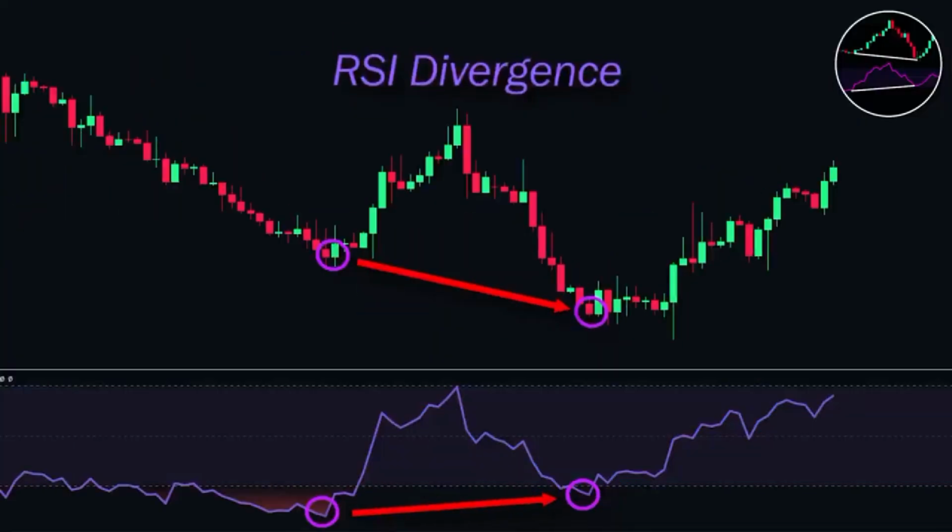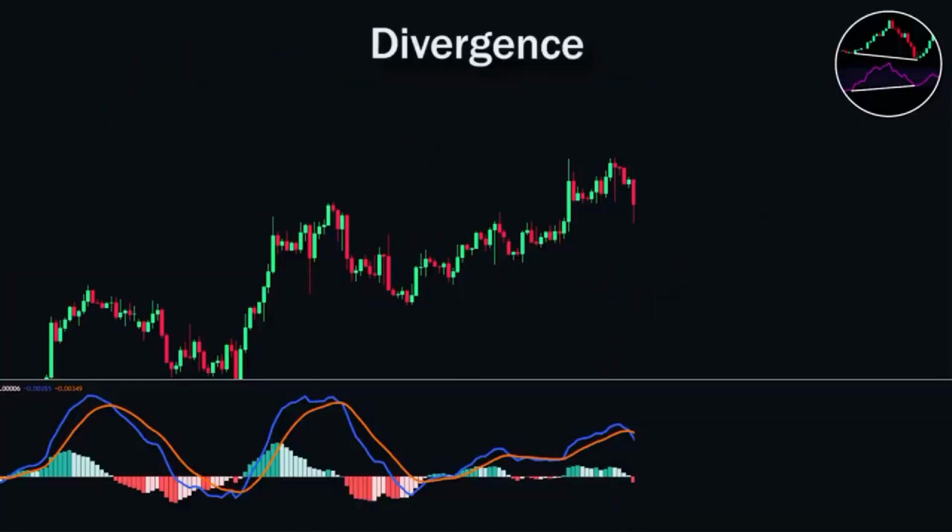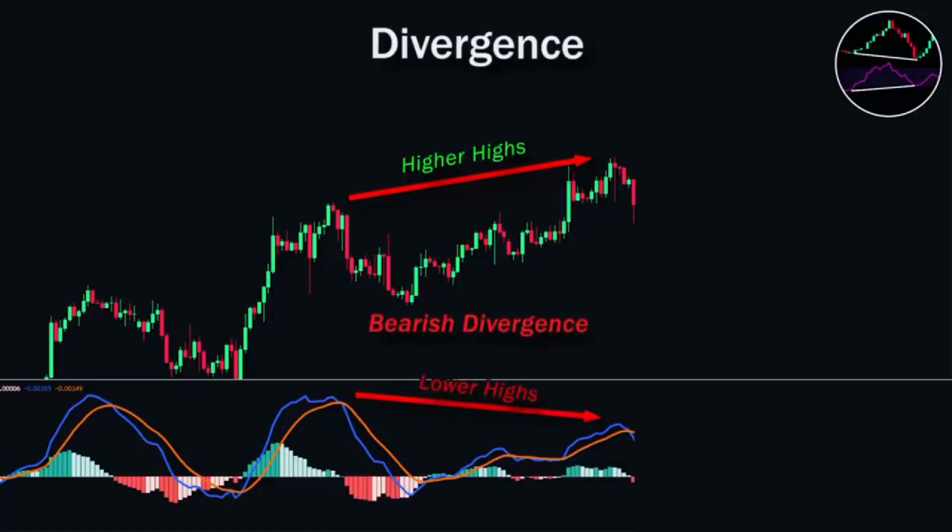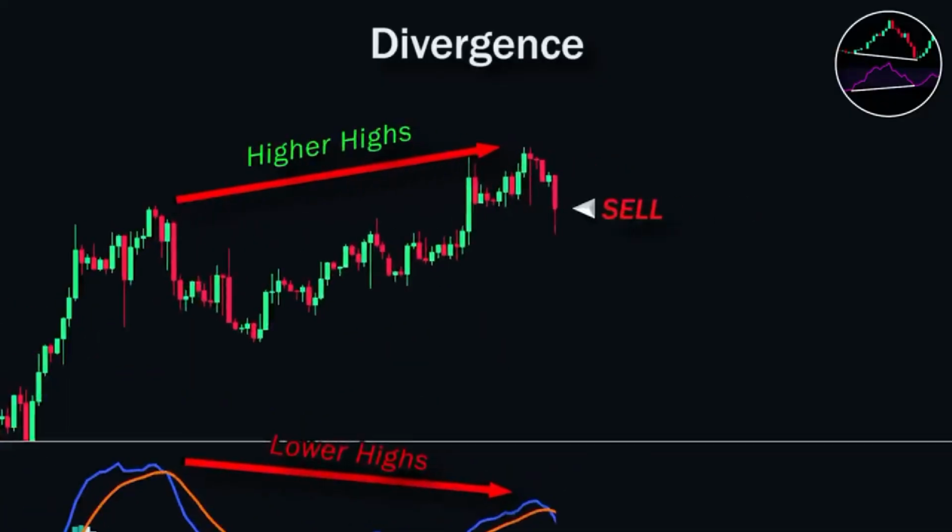stochastic, and the RSI. For example, here, using the MACD indicator, you can see that the price is forming higher highs, which is bullish, but the indicator shows the opposite, lower highs, which is bearish. In this case, this is a bearish divergence, which signals that the price may form a reversal, and so you can take a sell position.